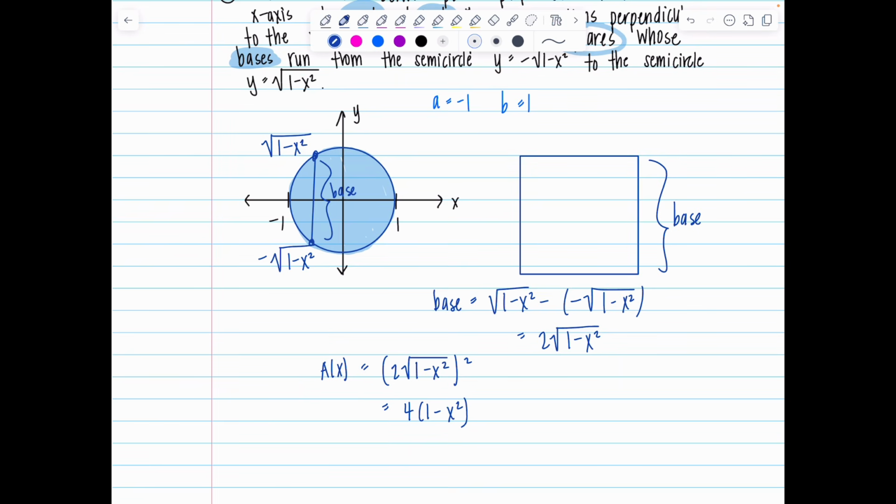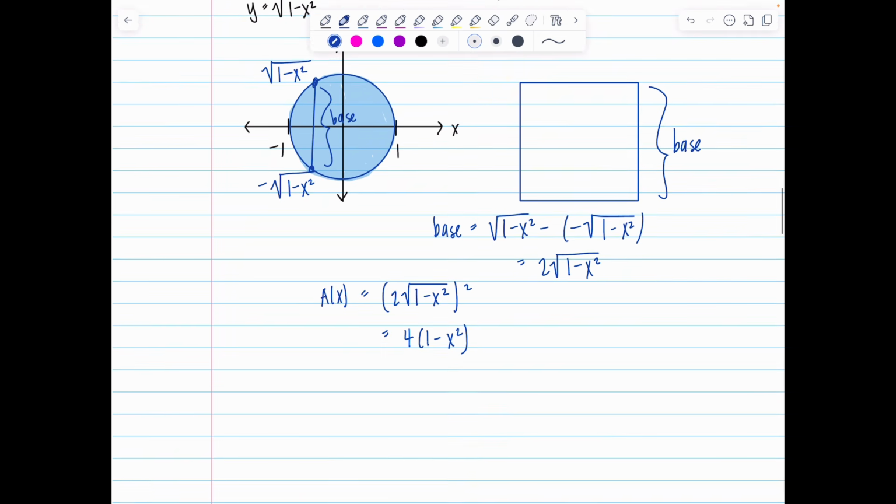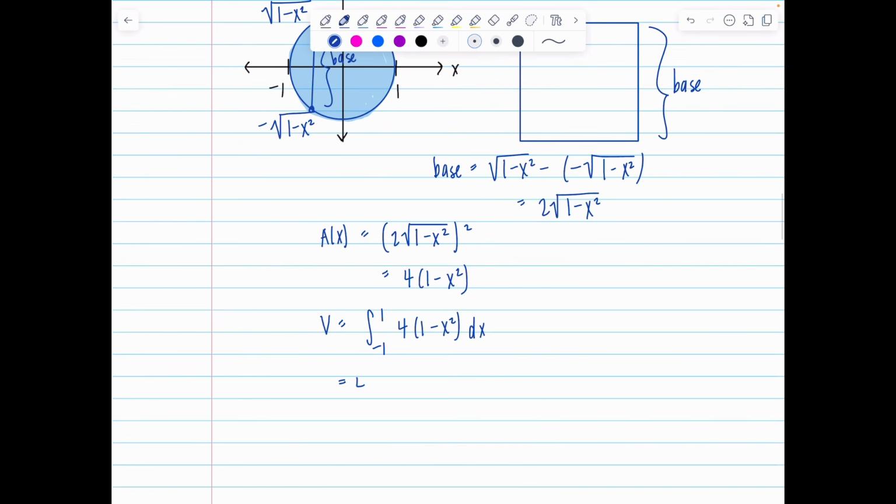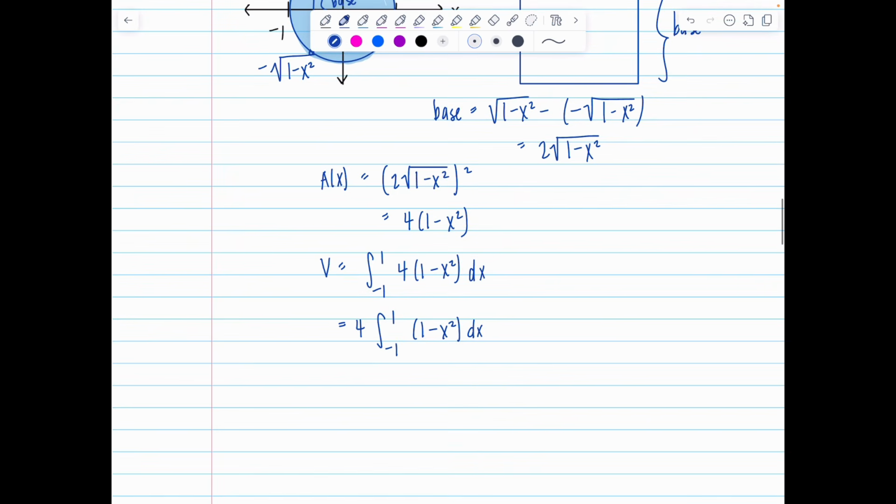Good. Don't distribute. It'll be easier to integrate if you don't distribute. From here, let's go ahead and set up our integral. So volume's going to be integral negative 1 to 1, 4 times 1 minus x squared dx. Very good. I could take the 4 outside the integral. Then it goes negative 1 to 1, 1 minus x squared dx. You could double this and go 0 to 1, because 1 minus x squared is symmetric with respect to the y-axis.